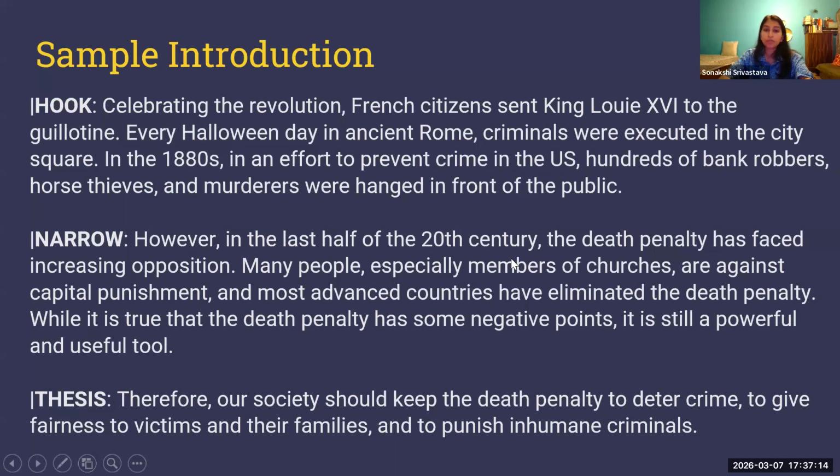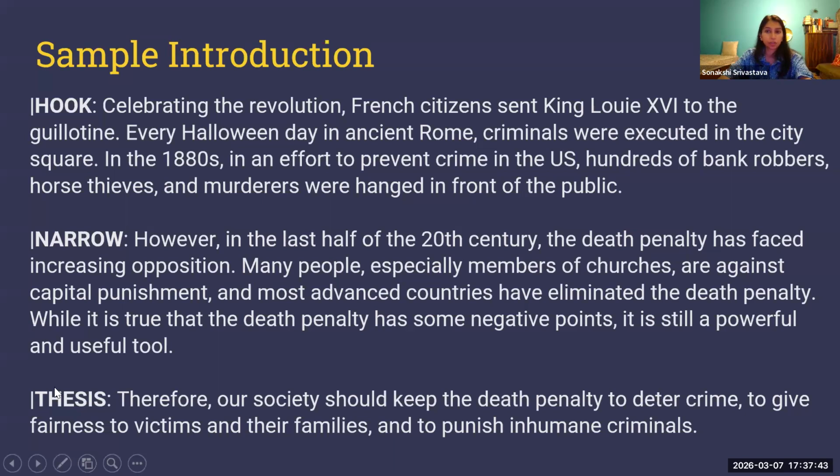However, in the last half of the 20th century, the death penalty has faced increasing opposition. Many people, especially members of churches, are against capital punishment, and most advanced countries have eliminated the death penalty. While it is true that the death penalty has some negative points, it is still a powerful and useful tool. So, this is how you begin to narrow down what your paper is going to do.